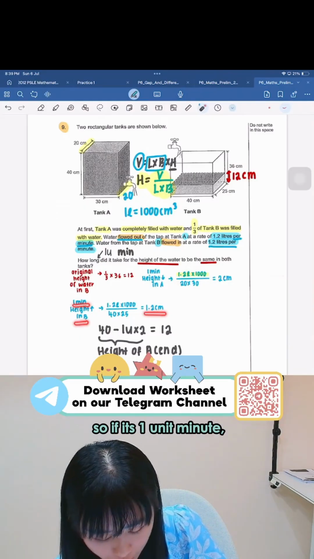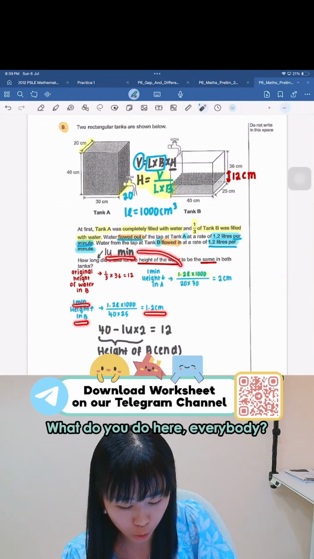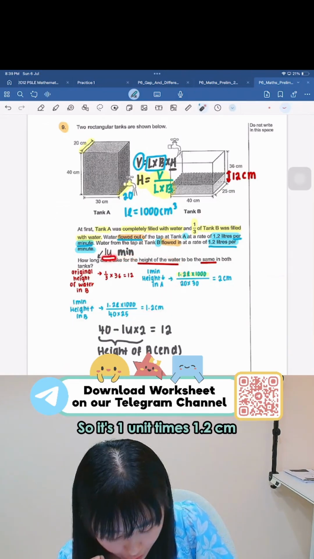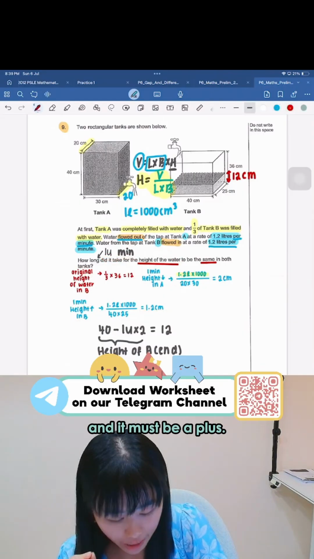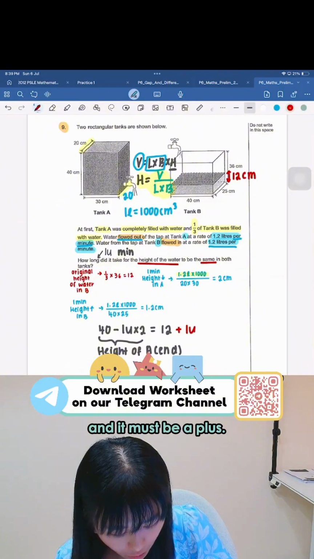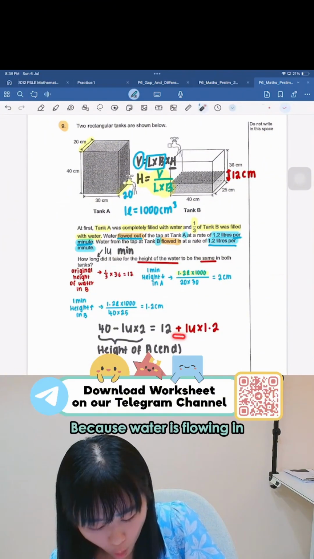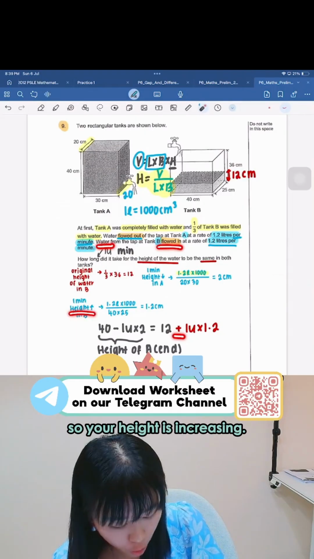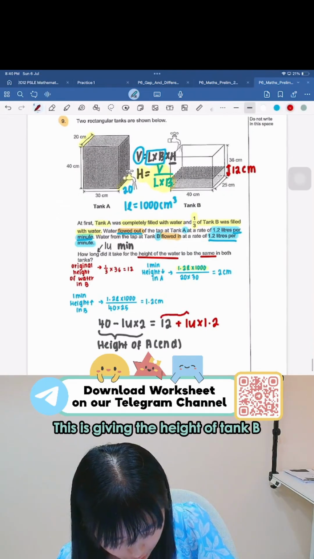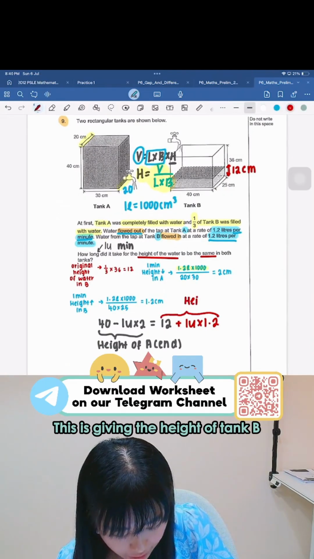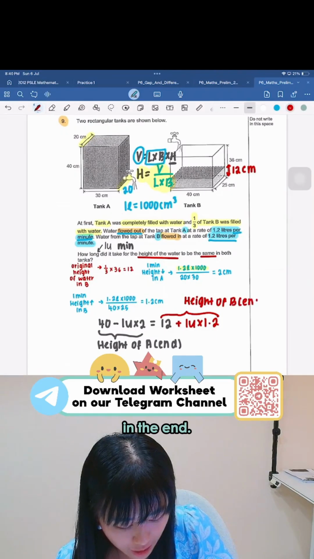So if it's 1 unit of minute, how much will the height increase? What do you do here, everybody? So it's 1 unit times 1.2 cm, and it must be a plus. Why is it a plus? Because water is flowing in, so your height is increasing, it is a plus. Everybody understand or not? This is giving the height of tank B in the end.